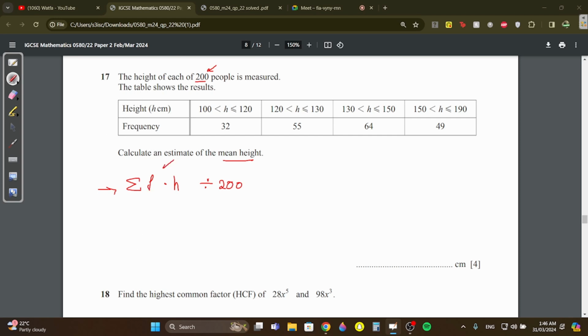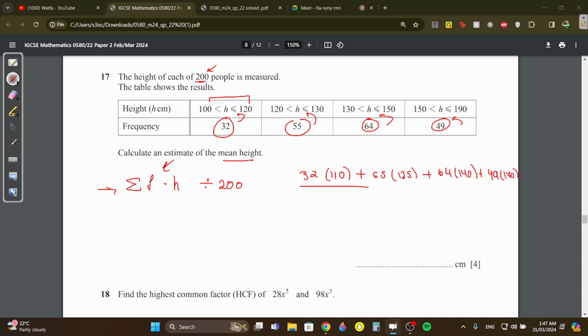Okay, so this is the same as saying 32 times your middle bound plus 55 times your middle bound plus 64 times your middle bound plus 49 times your middle bound divided by the total number, which is 200. So let's start. So you have 32 times the middle bound. What's the middle bound between 100 and 120? Obviously 110. If you don't believe me, just do 100 plus 120 divided by 2. Plus 55 times the middle bound, which is 125, plus 64 times the middle bound, which is 140, plus 49 times the middle bound, which is 170.